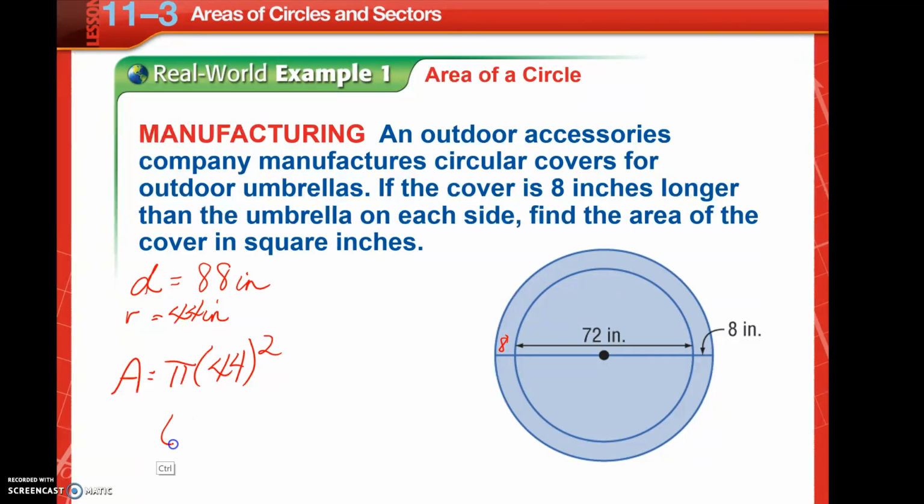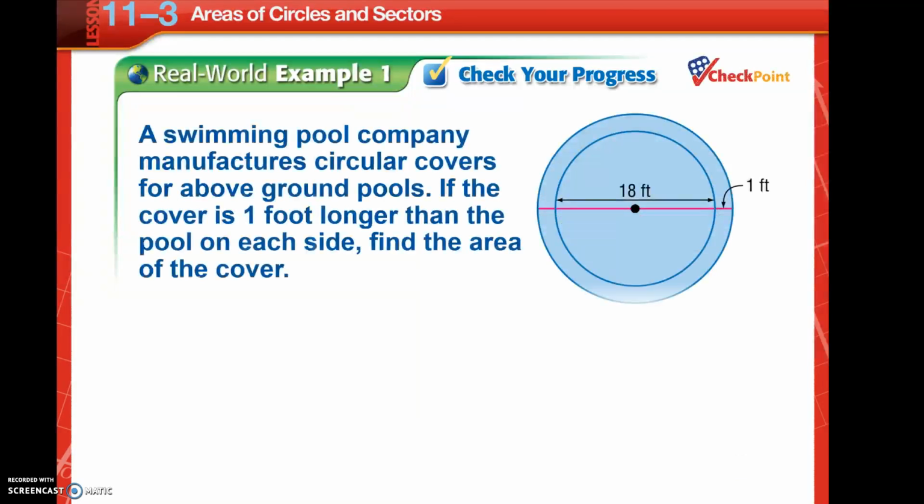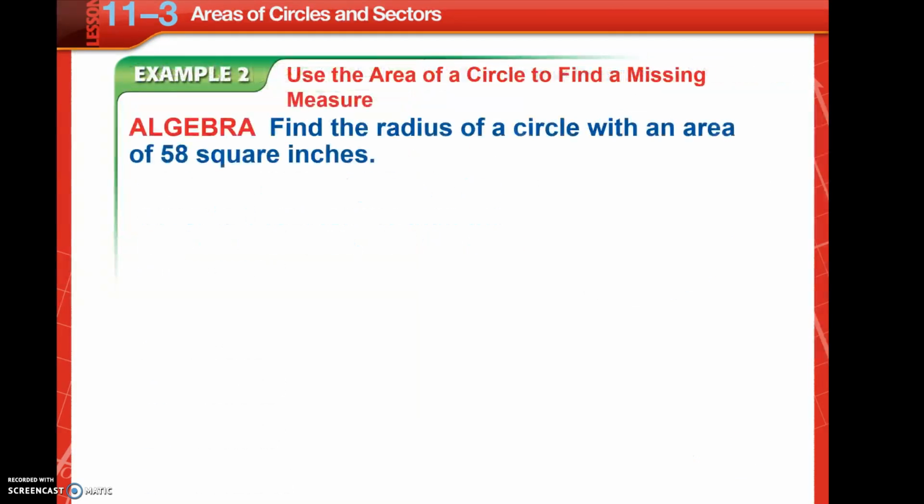And you get 6,082.1 inches squared. And again, make sure you write your labels so we know we're talking about inches squared, as 2D in shape there instead of linear. So I'll let you figure out that one.